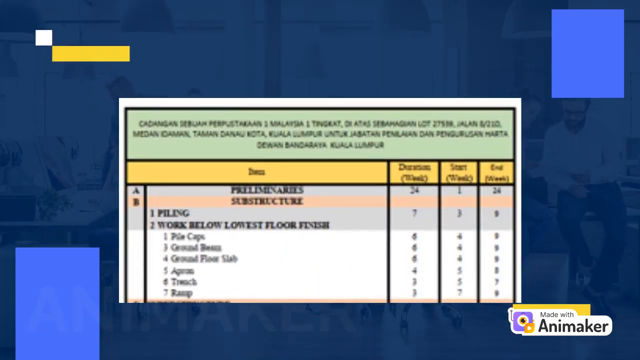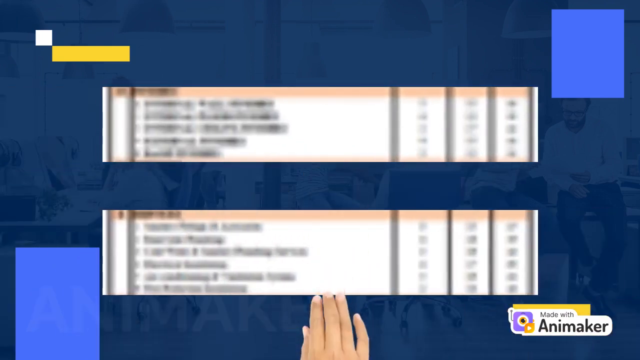Most of the substructure will begin from week 3 until week 9. The works for the substructure are piling, pile caps, ground beam, ground floor slab, apron, trench and ramp. The works will take around 7 weeks to accomplish. Finishes and services works will begin after the overall superstructure is completed. The earliest finishing work is the ramp, beginning at week 12. At the end of week 23, the air conditioning and ventilation system will be done and all the works accomplished.